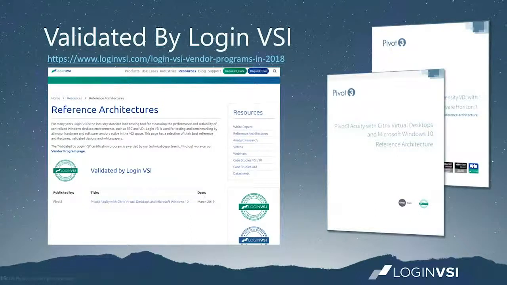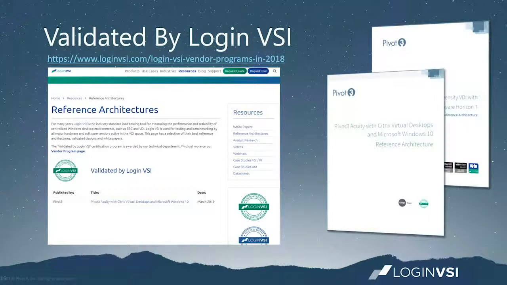Now, the validated program by Login VSI is one in which we closely watch over the shoulders and at times work with our vendors to make sure that the testing they're doing is compliant, that it's accurate, and that it's fully transparent in how the system is being architected, tested, conditioned, optimized, and all that stuff. And it's important to do this because with many other options on the market, we want to make sure that when reference architectures are being used in the sales process, they're validated and that they're not biased towards the vendor of choice.